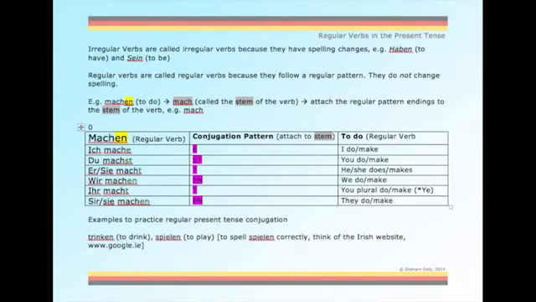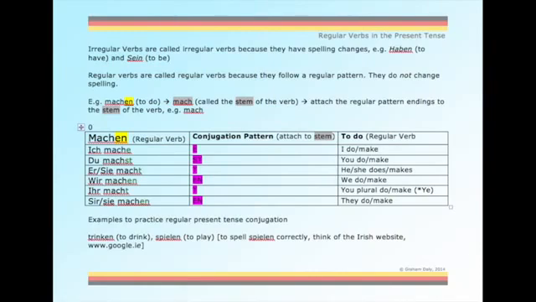The verb that I'm going to do now is called a regular verb in the present tense. It is regular because it follows a regular pattern. It does not change spelling. So, irregular verbs are verbs that change spelling, and regular verbs are verbs that do not change spelling. They have a regular pattern.